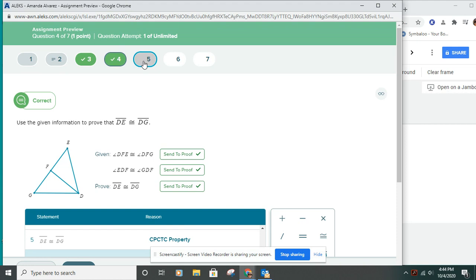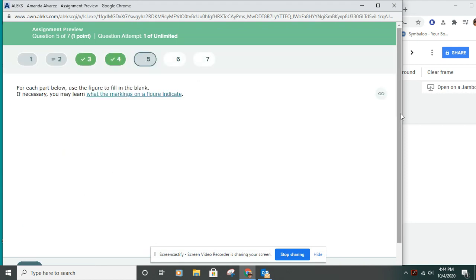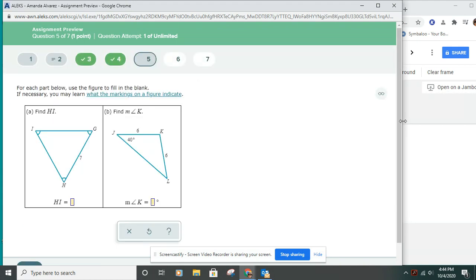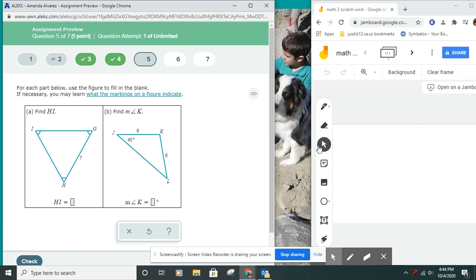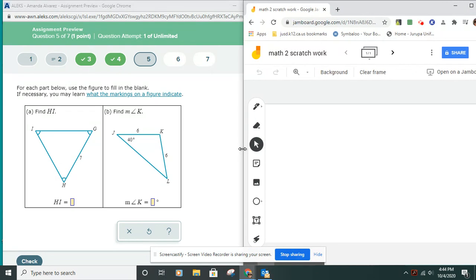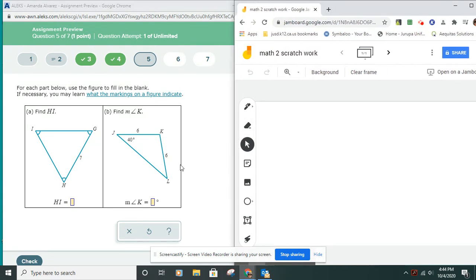And it's correct. Okay, so here I made it to the new type of problems. I'll go over a few of these. So again, I was thinking I might need to do some scratch work. I'm going to get my Jamboard over here.